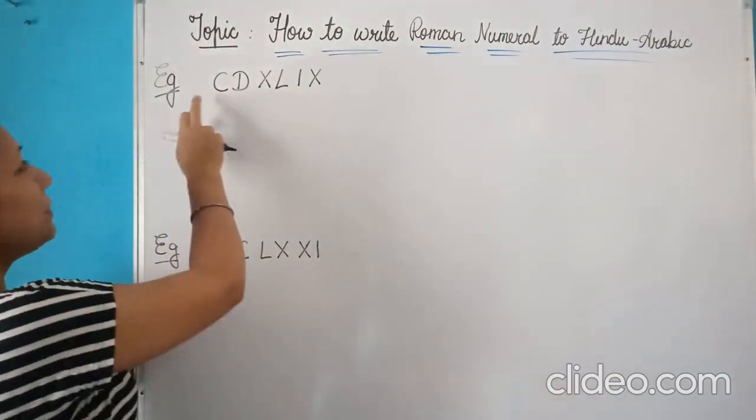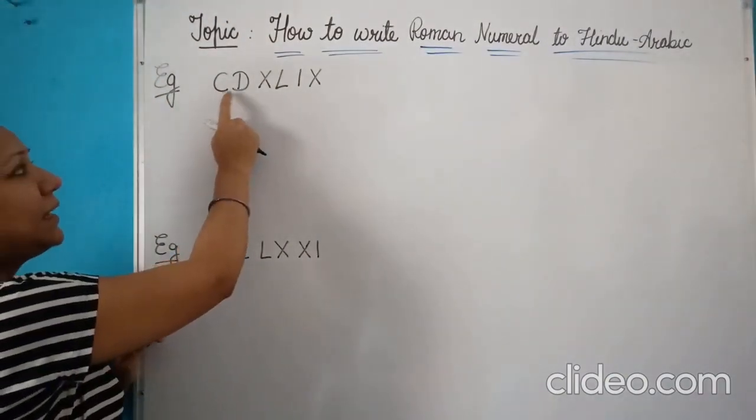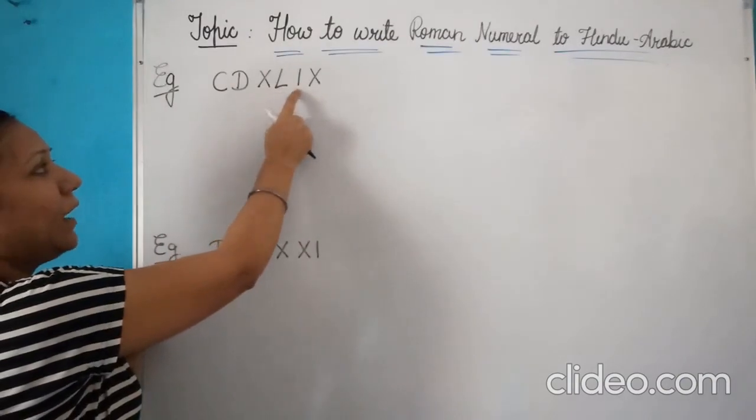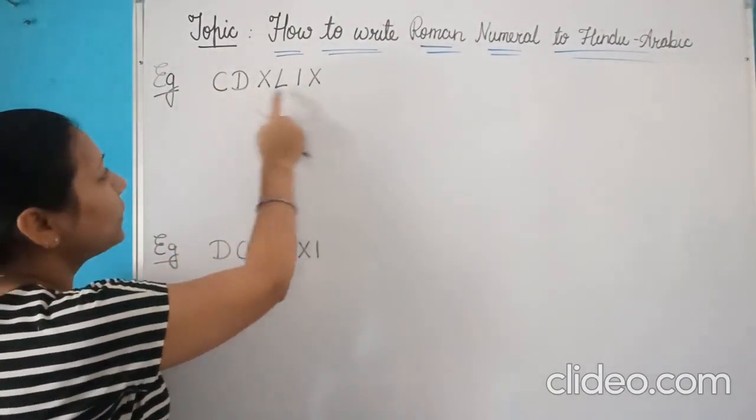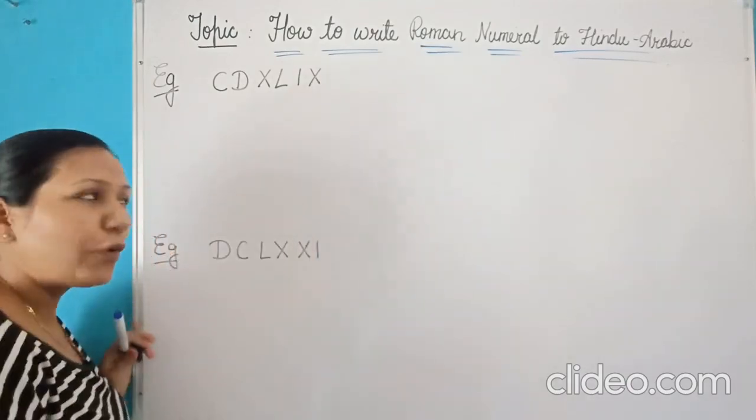Very first, for explaining that, I have taken two examples here. Very first is C, D, X, L, I and X. This is our first Roman number and we have to convert it into Hindu Arabic form.